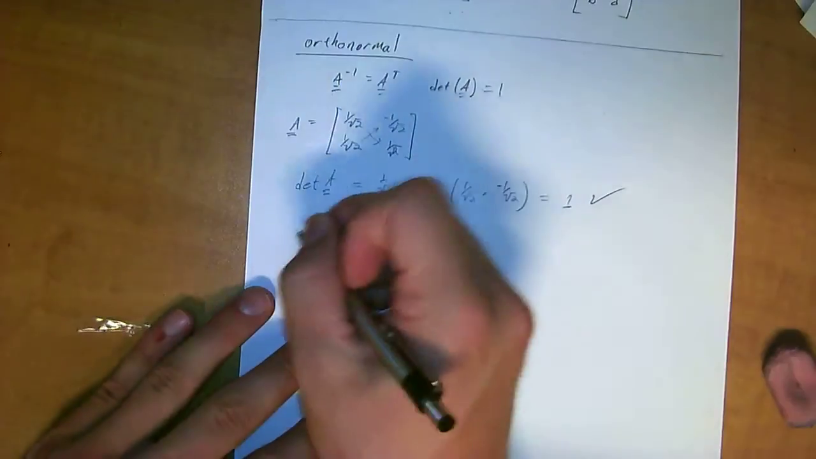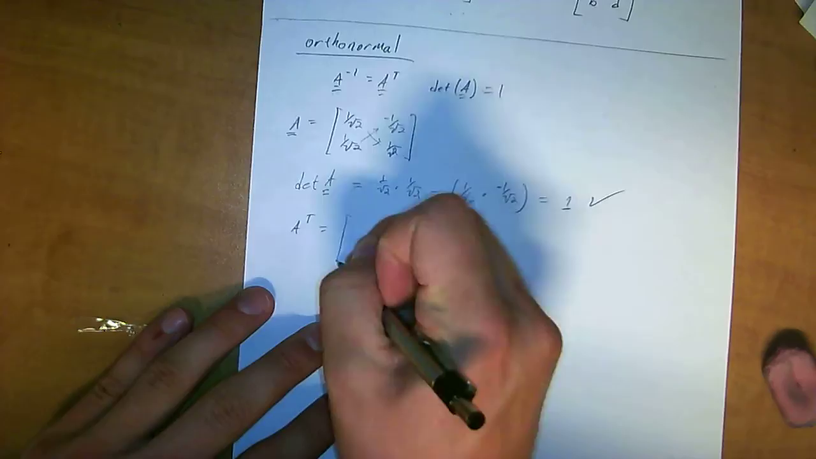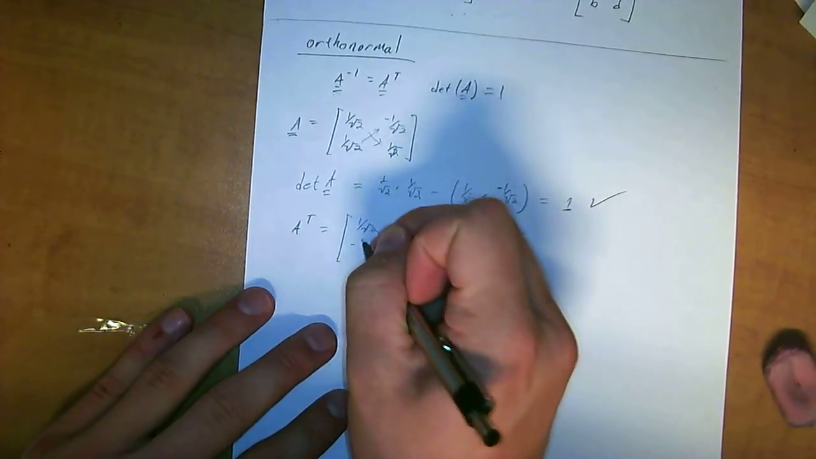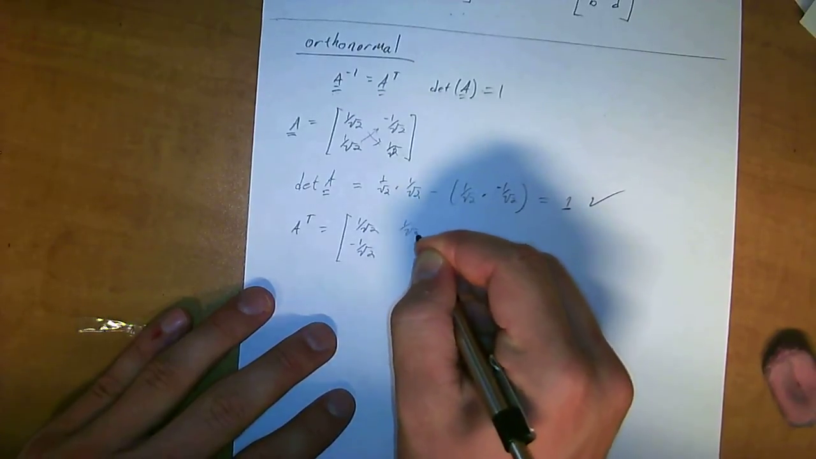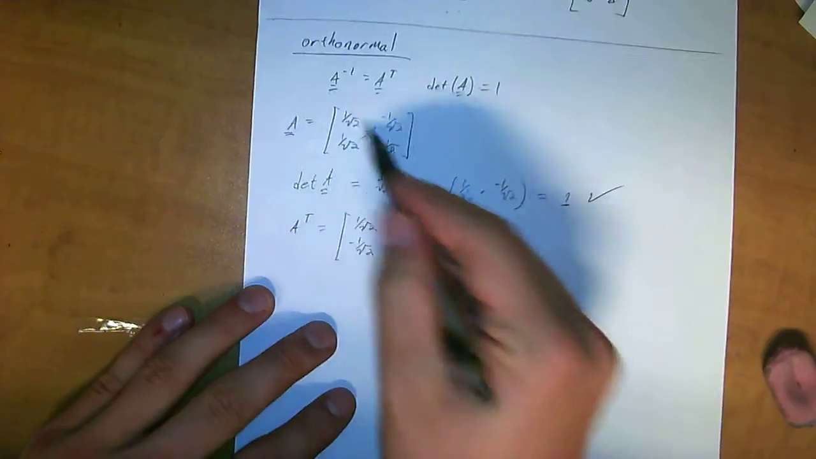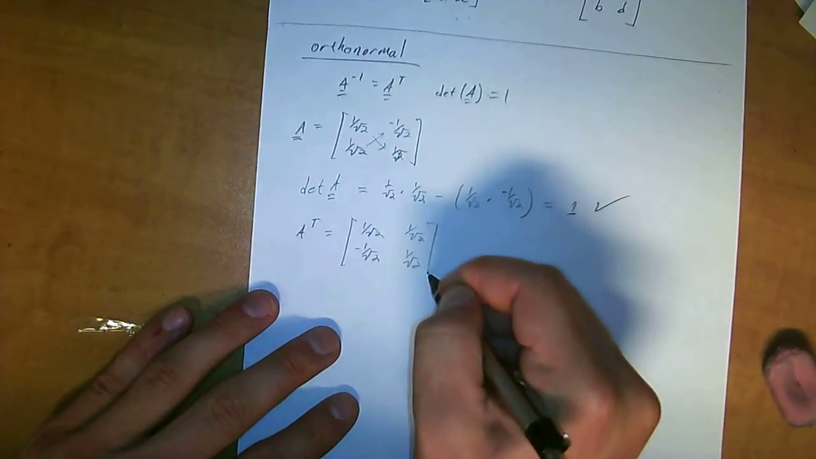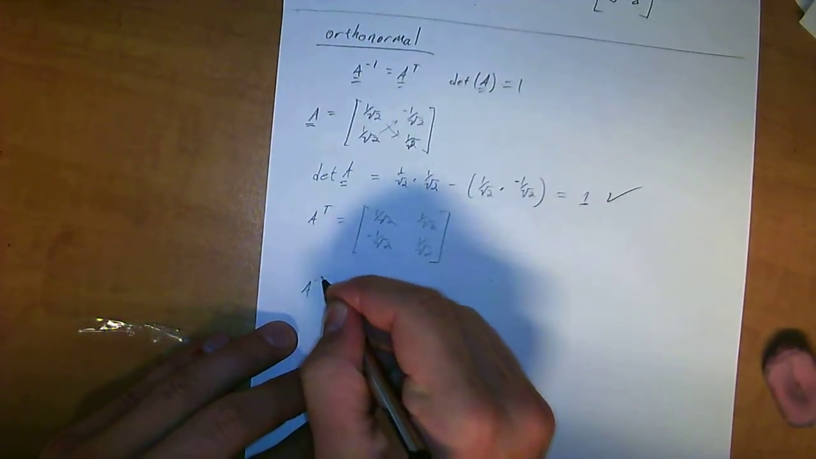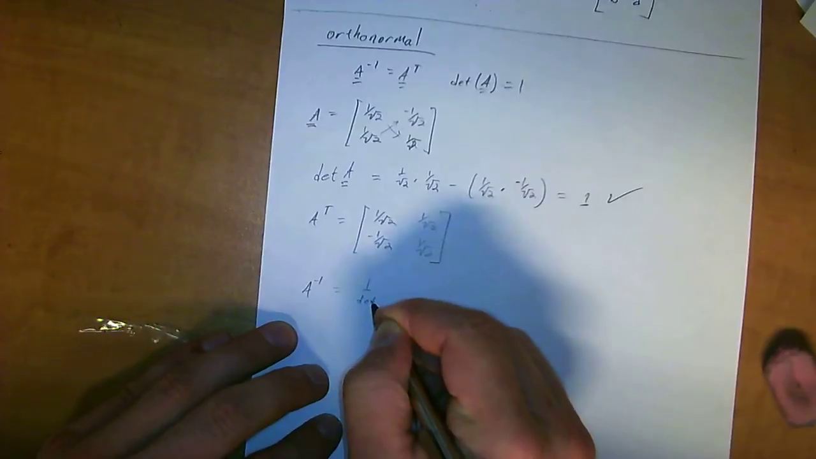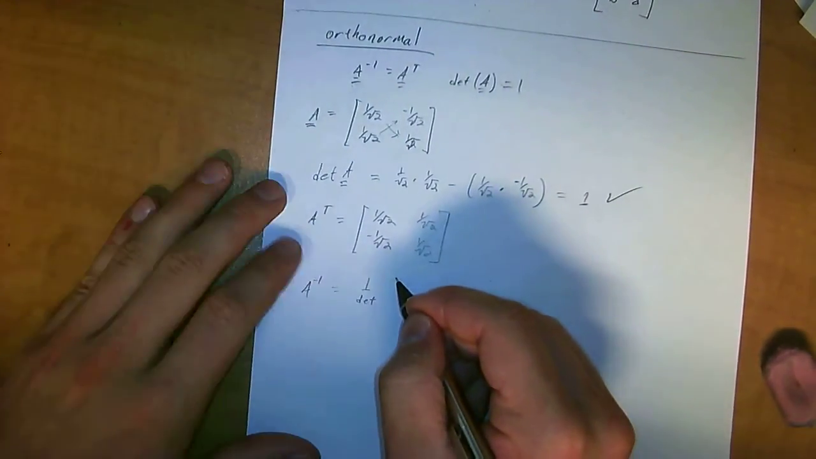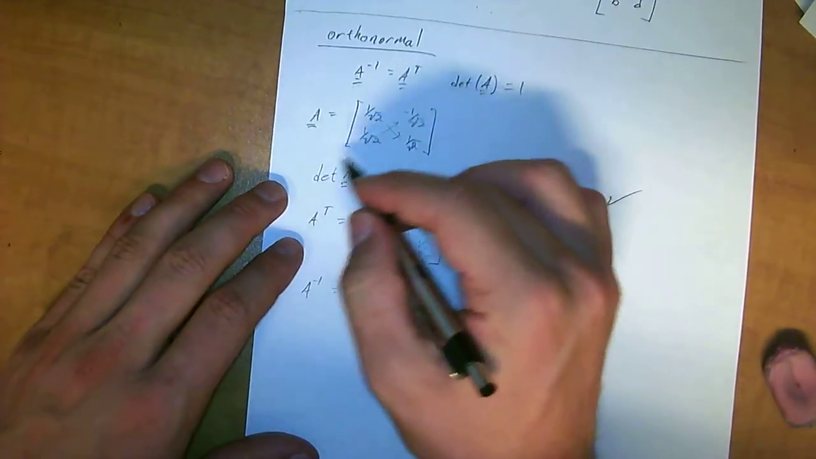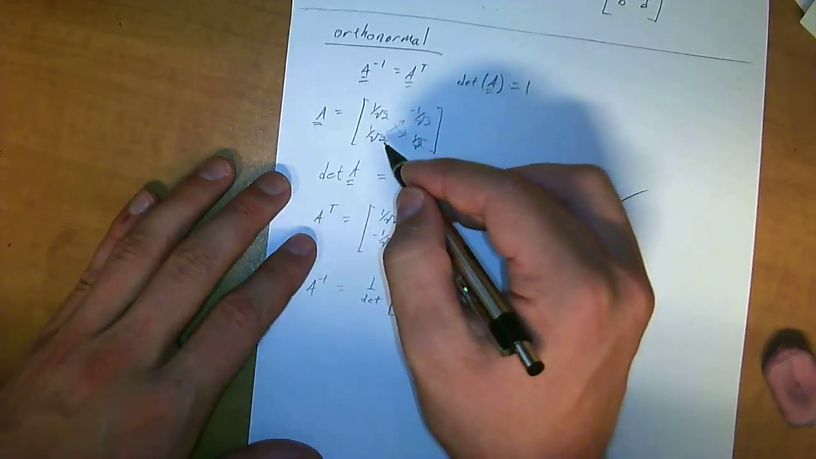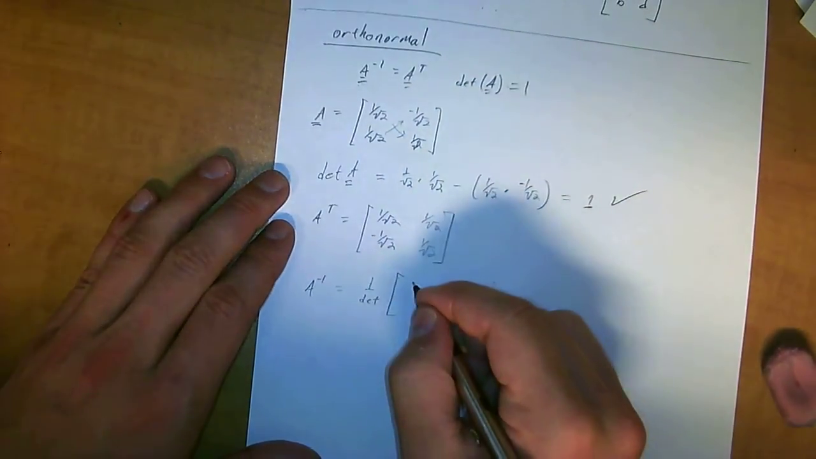Now, moving on to the next part, A transpose is going to equal 1 over square root of 2, negative 1 over square root of 2, and then 1 over square root of 2, 1 over square root of 2. So basically you just flip along this diagonal to get the transpose. So we've got that transpose. Now to take A inverse, A^-1 is equal to 1 over the determinant of what would normally be, just switch these two, and then you switch the signs on these.